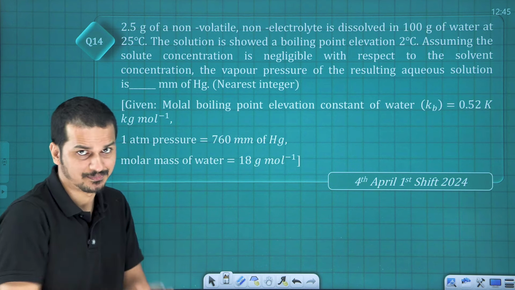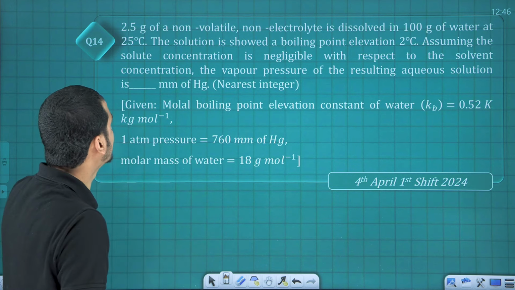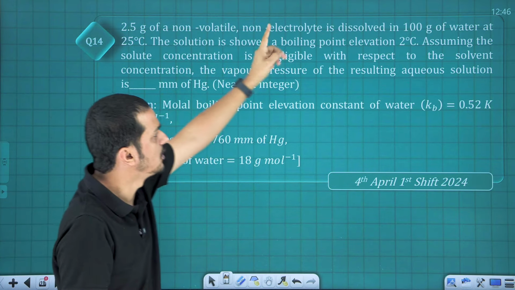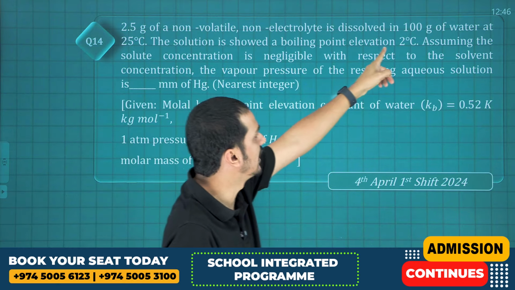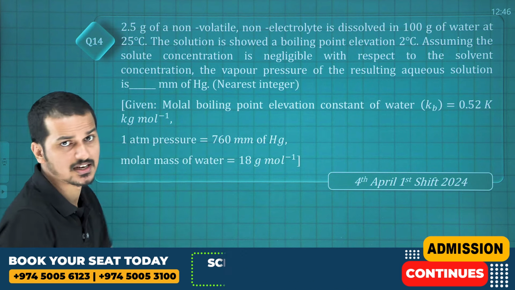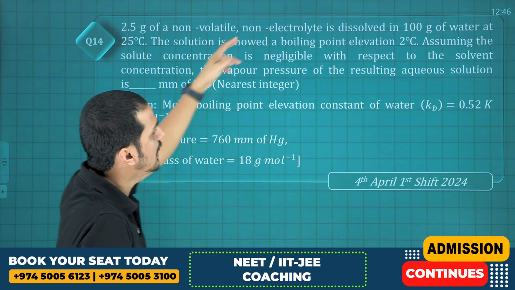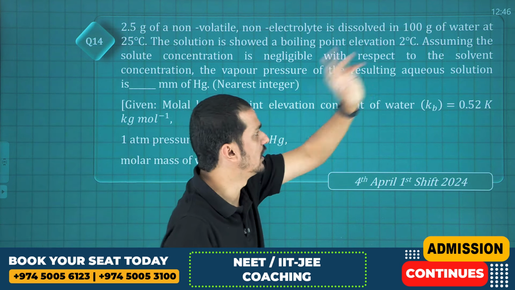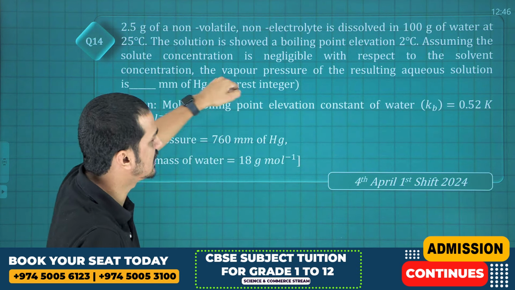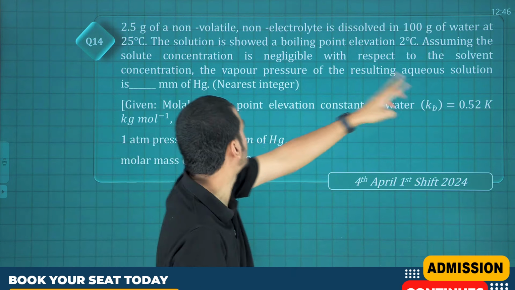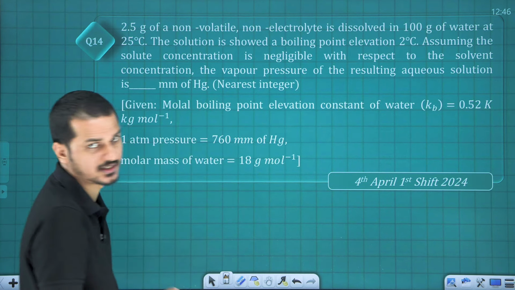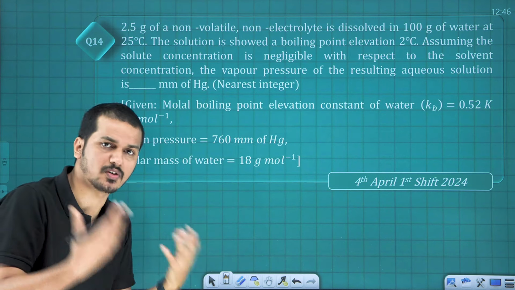Question number 14. Once we read this question, we understand 2.5 gram of non-volatile, non-electrolyte is dissolved in 100 gram of water at 25 degrees Celsius. The solution shows a boiling point elevation of 2 degrees Celsius. Assuming the solute concentration is negligible with respect to the solvent concentration, we have to find out the vapor pressure of the resulting aqueous solution.